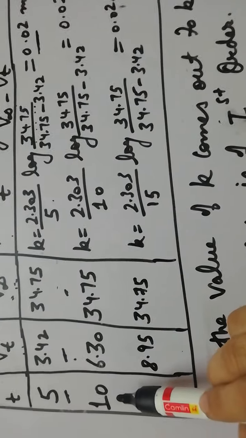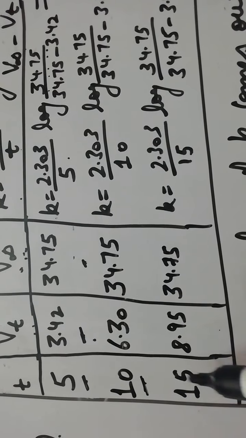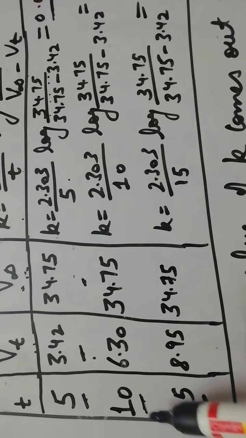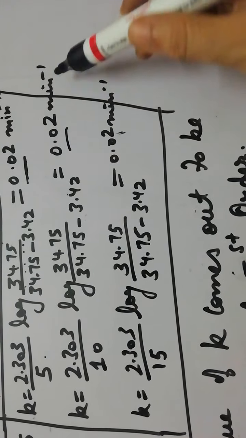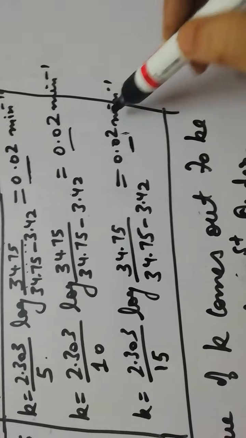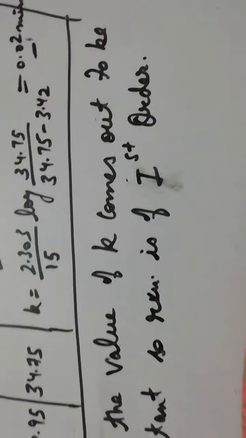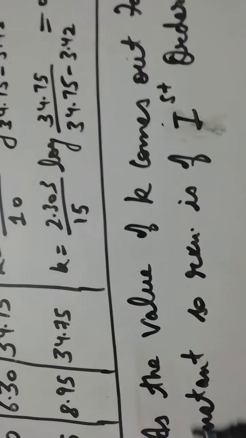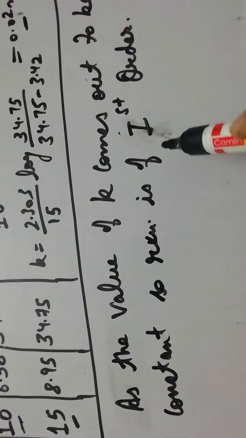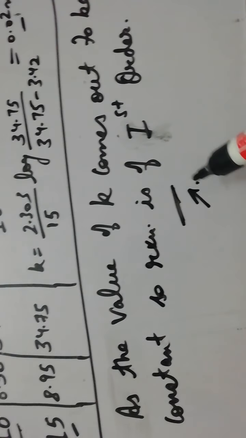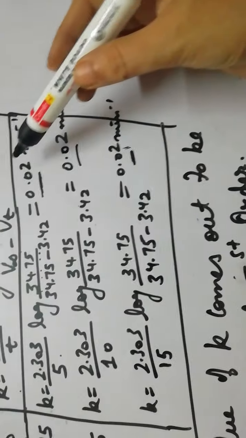So likewise we will find the value of K at 10 seconds and at 15 seconds. Sorry, it's minutes. So you can see the value of K will come out to be 0.02 minute inverse. Value of K comes out to be constant. So you will write down that as the value of K comes out to be constant, the reaction is of first order. This you have to write down. And to find the value of K, you will take the average of all these values and write down the average value of K.